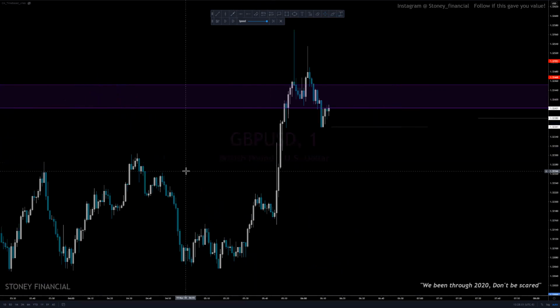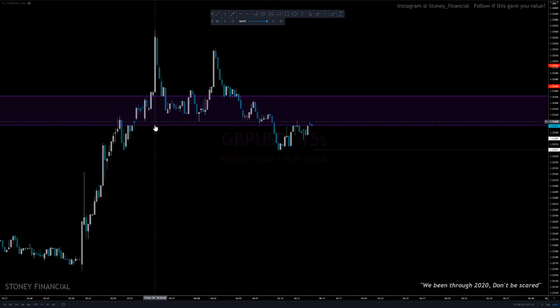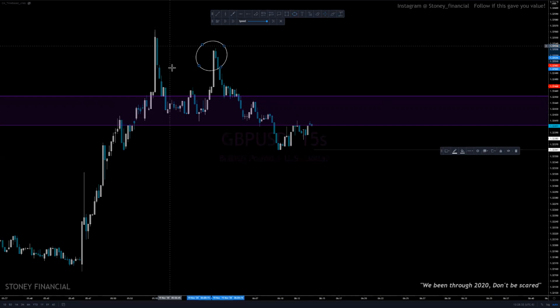I did take it on, I believe, the 15-second time frame, but it was a break and retest of this range here. The range does not include this double top. This double top are overshoots. Why is it an overshoot? Break, retest, no follow through, falls back in. Break, retest, no follow through, falls back in.